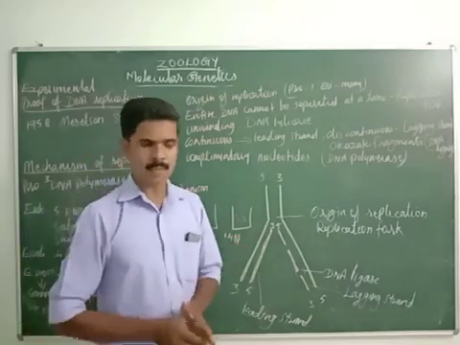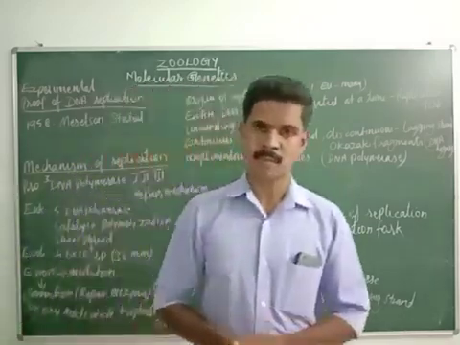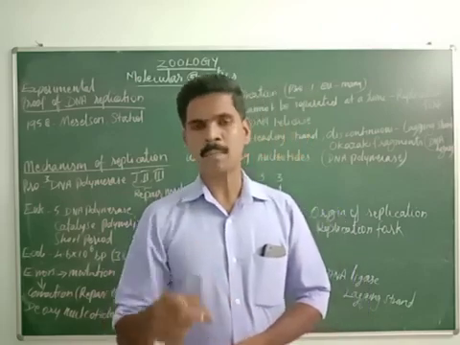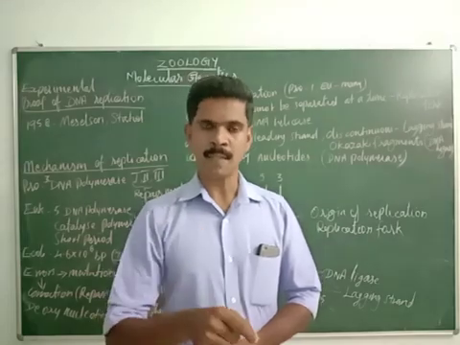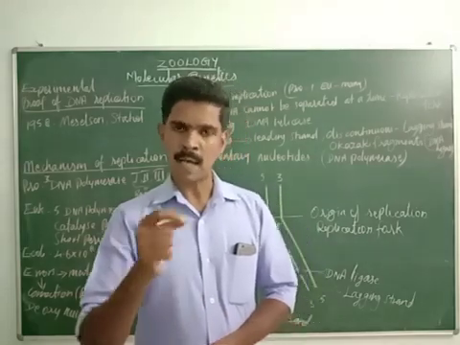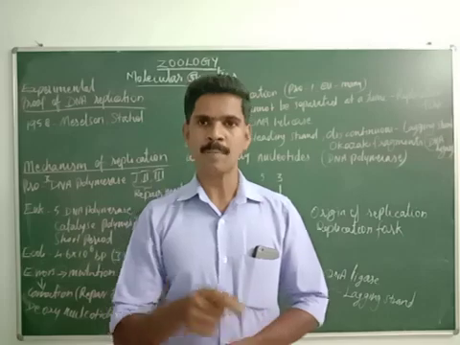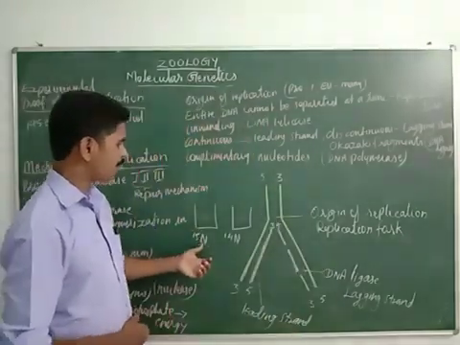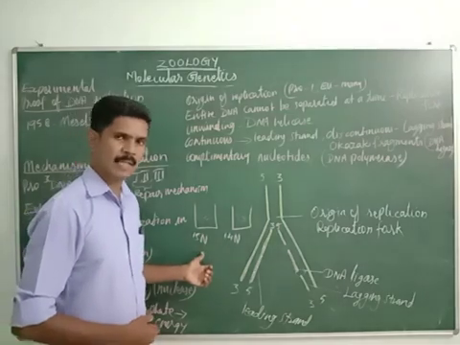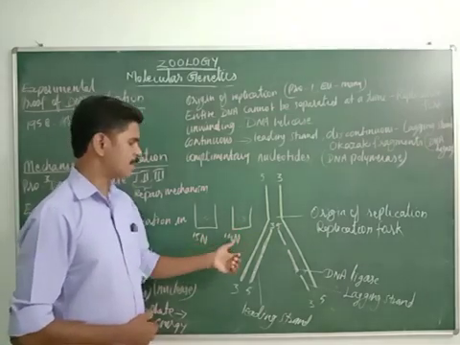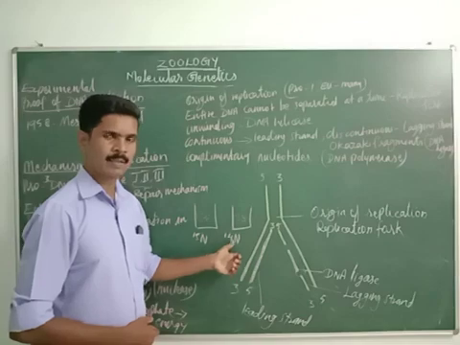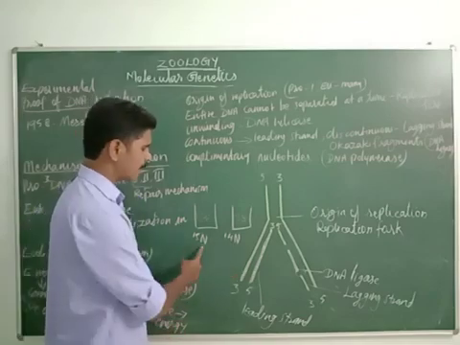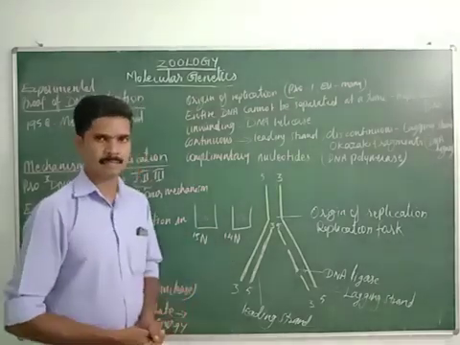So in both culture media they took some Escherichia coli bacteria, and in one culture medium they added the isotope N15, and in the second culture medium they added another isotope, N14. The culture medium with N15 is considered the heavy culture, and the culture medium with N14 is considered the light culture.